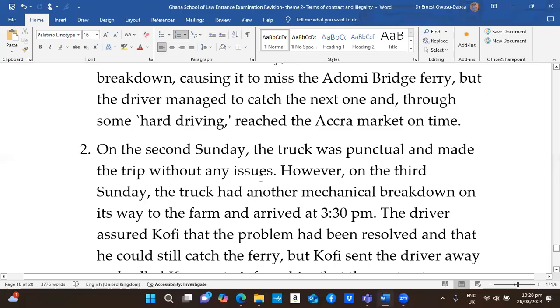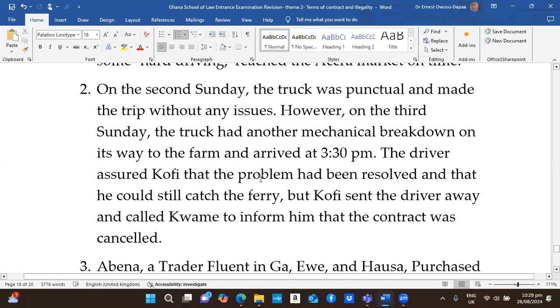On the second Sunday, the truck was punctual and made the trip without any issue. However, on the third Sunday, the truck had another mechanical breakdown on its way to the farm and arrived at 3:30 p.m. The driver assured Kofi that the problem had been resolved and that he could still catch the ferry. But Kofi sent the driver away and called Kwame to inform him that the contract was cancelled. Okay, so advise the parties. Will anybody try?